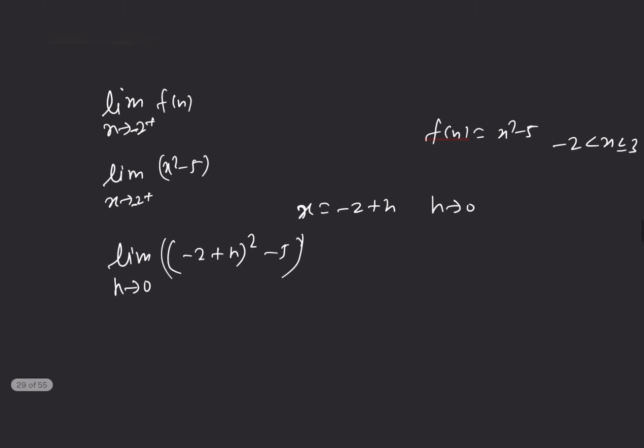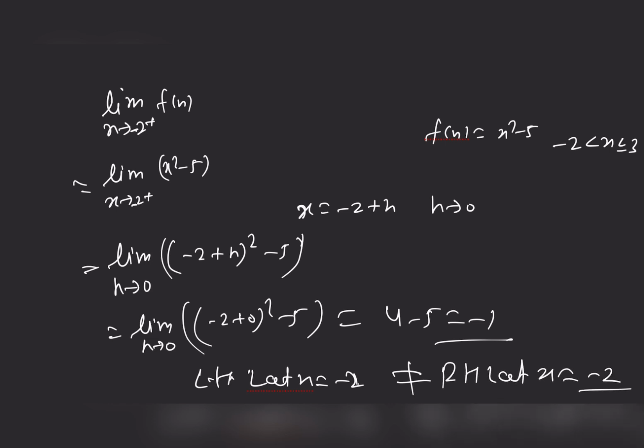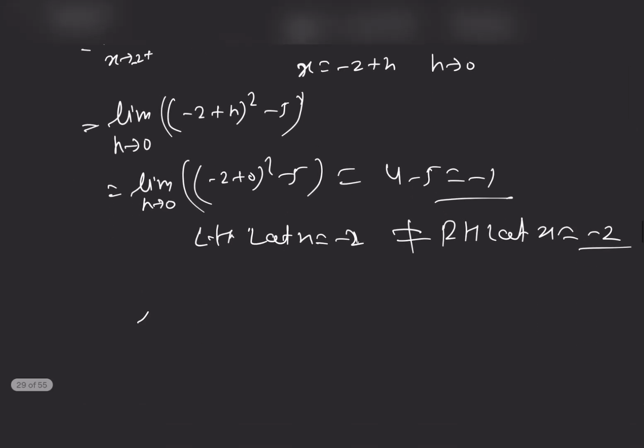Now we can directly put the value, otherwise we can simplify and put it. So limit h tends to 0, and here we have minus 2 plus 0 whole square minus 5, which is equal to 4 minus 5, which is equal to minus 1. So we can see that LHL at x equal to minus 2 is not equal to RHL at x equal to minus 2, right? So the limit doesn't exist. It means that when we have limit x goes to negative 2 of f of x, it does not exist.